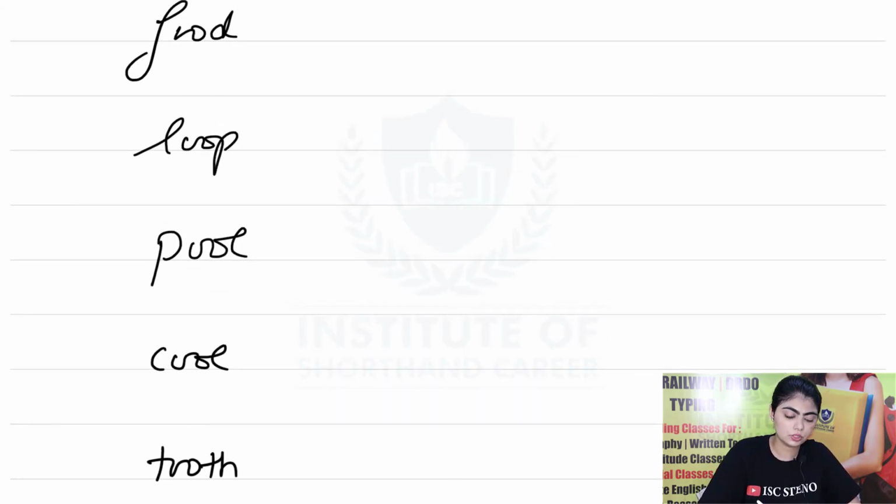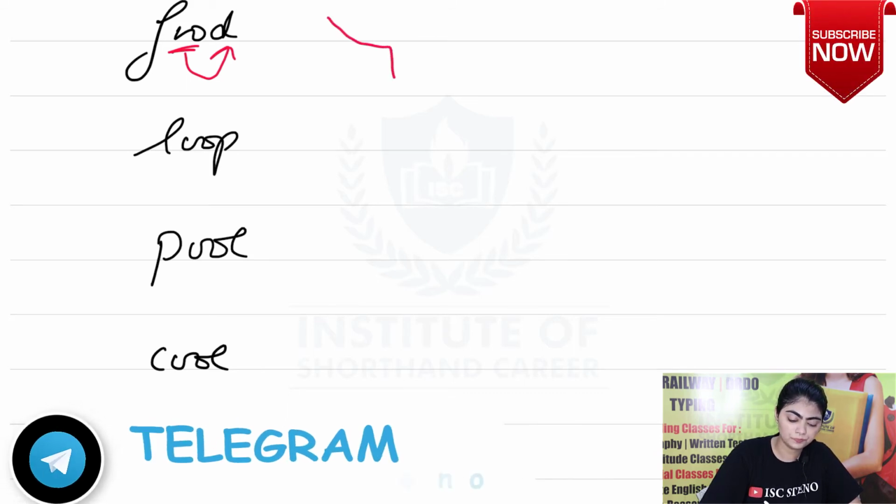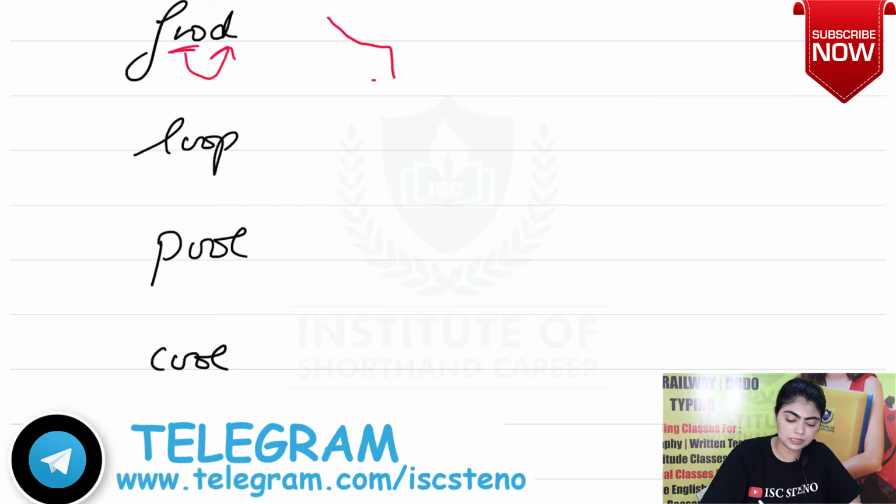So let us see the first word, food. The oo sound is coming and it would be placed on the next stroke, that is D. Okay, on third place of D. Same thing. So F and D. Oo sound is where? On D's third place and before D. So place it over here. A heavy dash. This is food.